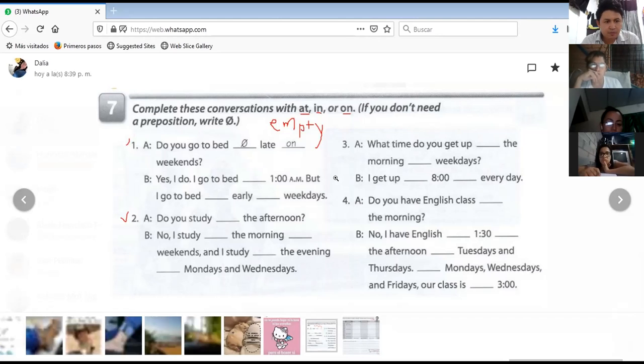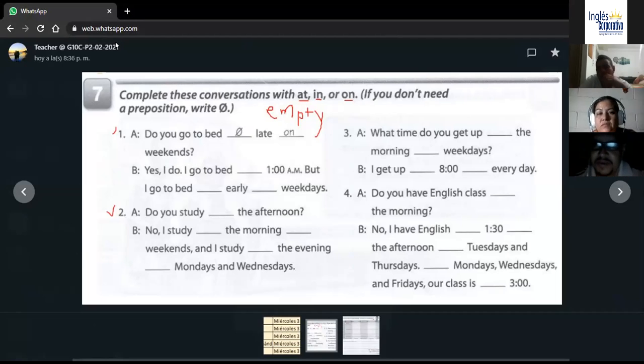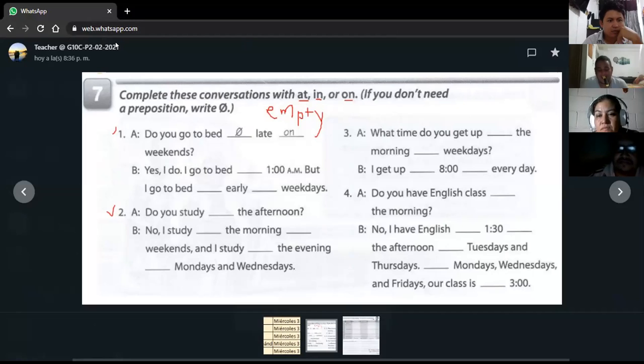Hagamos la dos. Ah, no es la B. La respuesta. Yes, I do. I go to bed. What time do you get up in the morning on weekdays? On weekdays. I get up at 8 a.m. every day. Do you have English class in the morning? In the morning, no, I have English at 8 p.m. until 10 p.m.